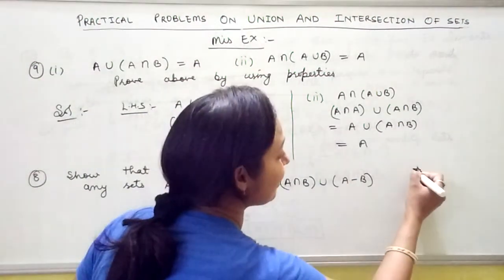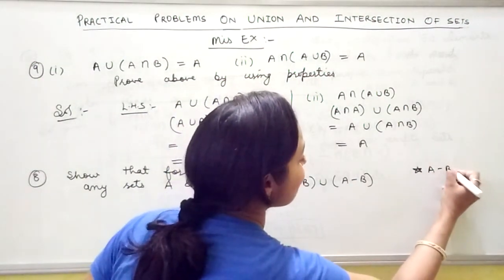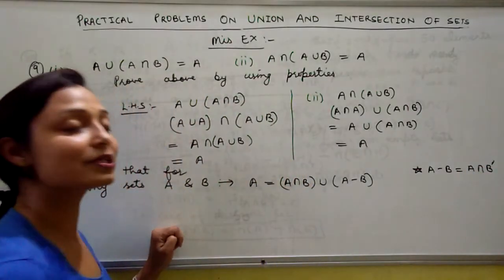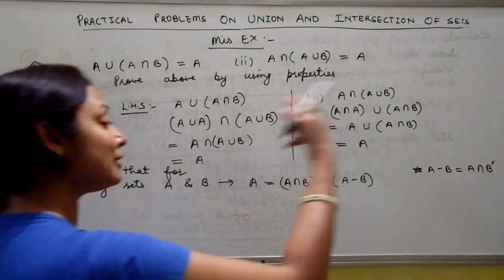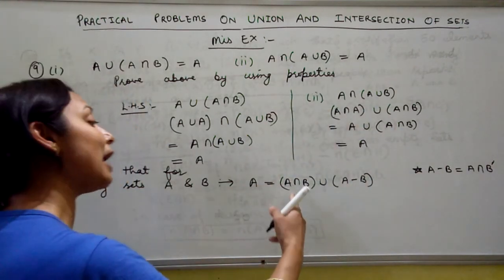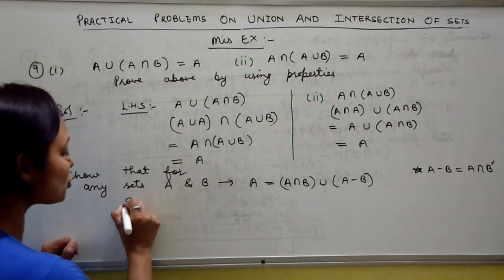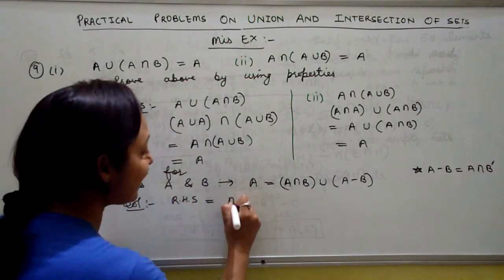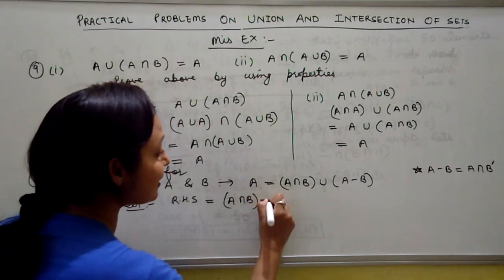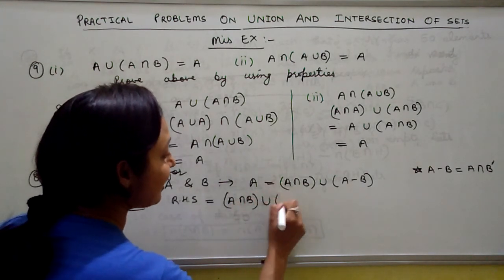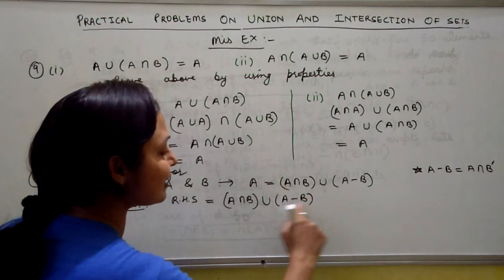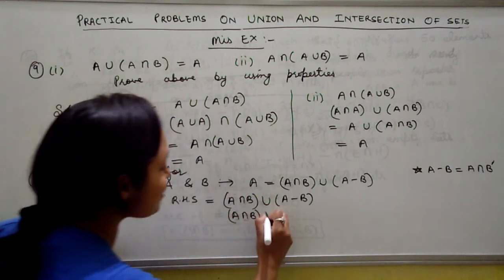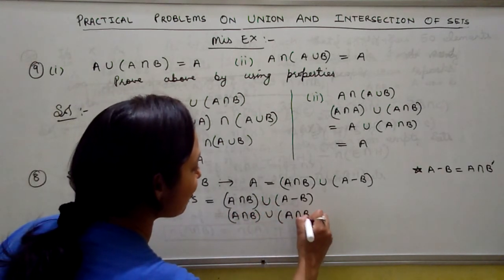Before starting this, I will tell you that A minus B is equal to A intersection B complement. They both have the same value. I will apply this for proving this question, and I will start from the right hand side. The right hand side is (A intersection B) union (A minus B). I will change A minus B into A intersection B complement: (A intersection B) union (A intersection B complement).